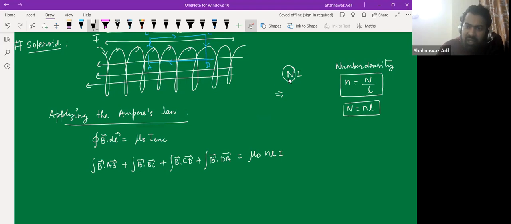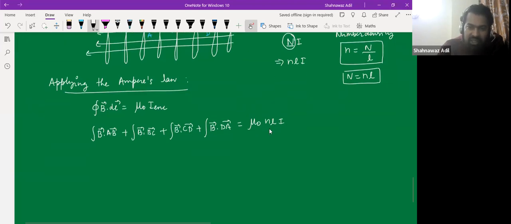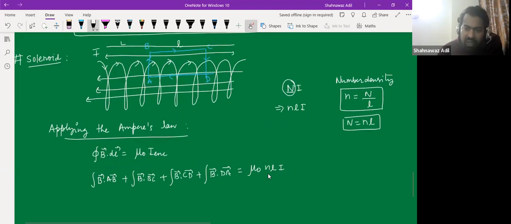Because this is N into I, and N is nl. The current passing through these dots is simply nlI. So this would be mu naught nlI. Is it clear to you why this would be nlI? Yes, sir.